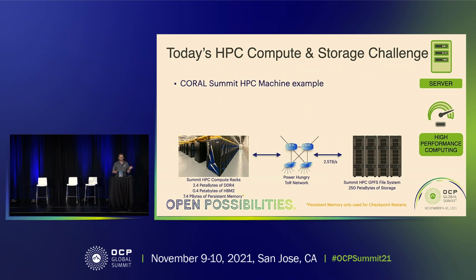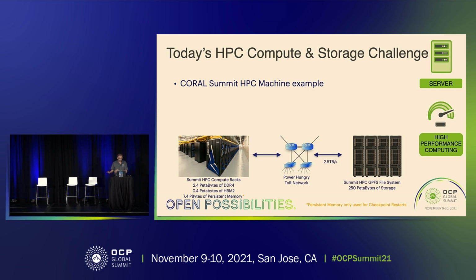So why is that? Well, take a closer look at the Summit machine. The Coral Summit machine, you can see on the left, that's the main compute nodes, and they have 2.4 petabytes of DDR4 and 0.4 petabytes of HBM, and they also have 7.4 petabytes of persistent memory. Now, in the Summit machine, that persistent memory was used for checkpoint restarts. So if the machine crashed, you could get back up and running really quickly. And it was not used for anything else, to my knowledge.